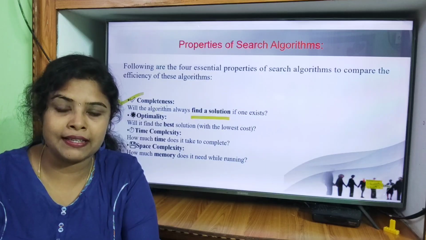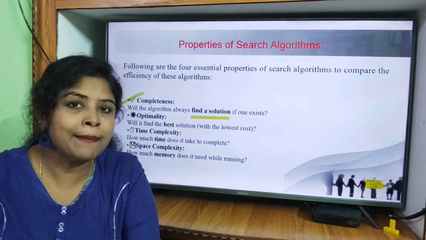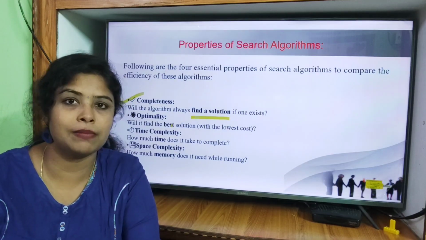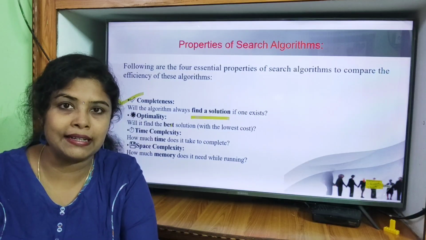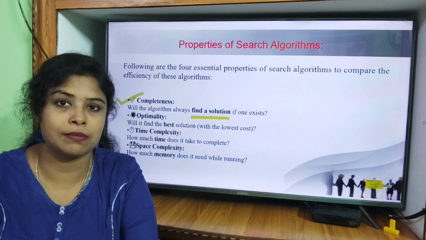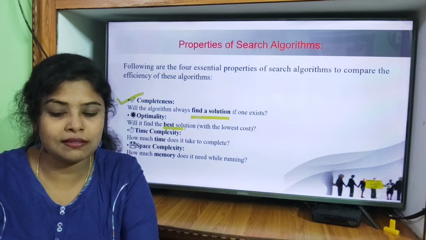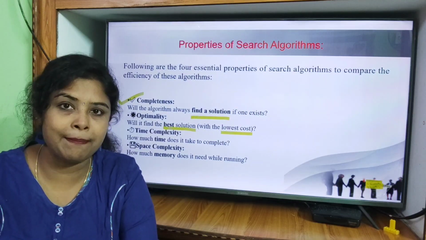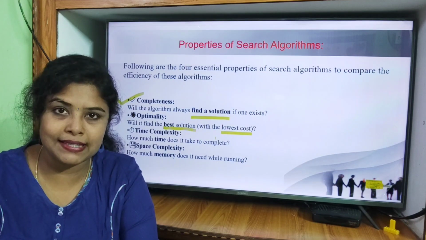That is completeness. Coming to the next one, optimality. Optimality means finding the solution in the best possible way. There may be n number of ways of finding a goal state, but which is the best possible way? That is optimality. So to find the best solution with the lowest cost, we will call it optimality. Coming to the next one, time complexity.